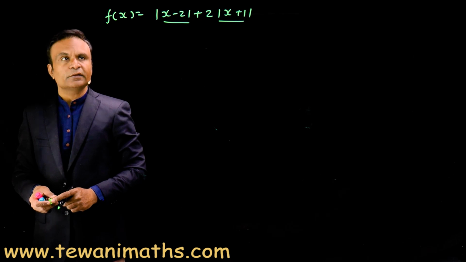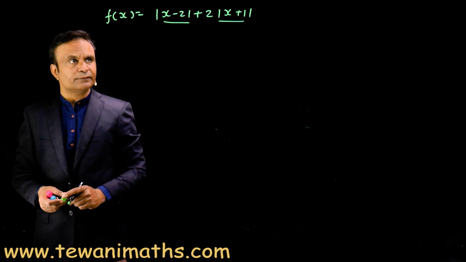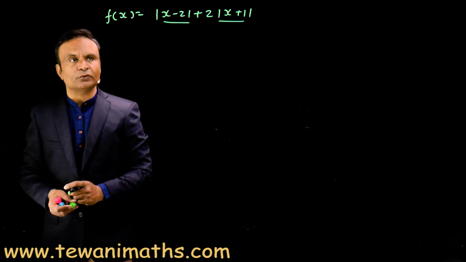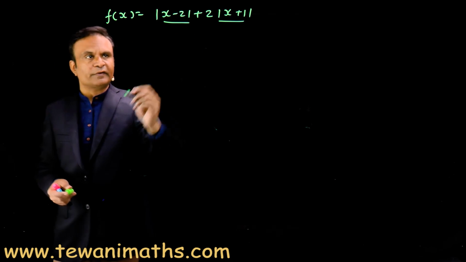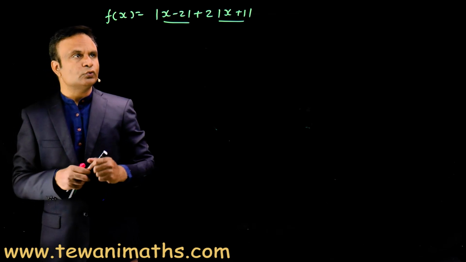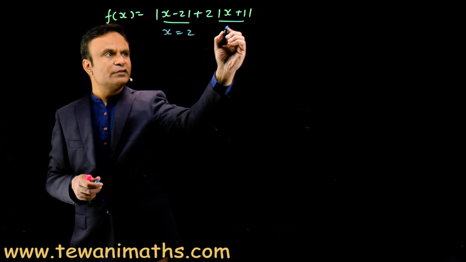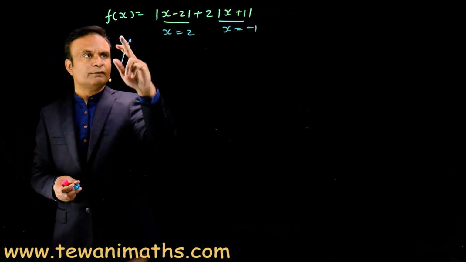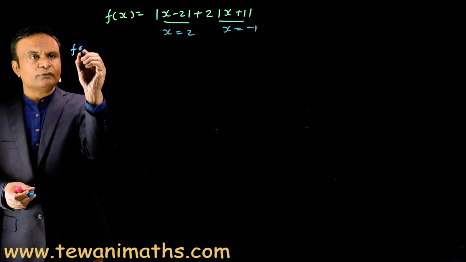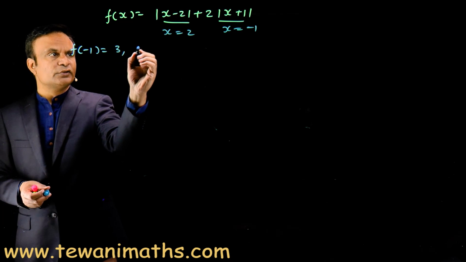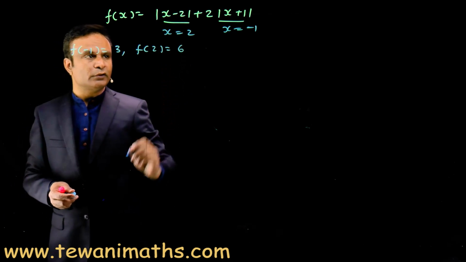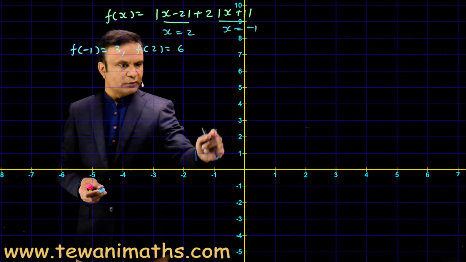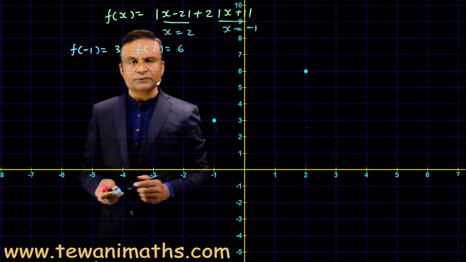Now in the shortcut method, we find the value of function f(x) at values of x where each of these two expressions is 0. This expression is 0 when x is equal to 2 and this expression is 0 when x is equal to minus 1. So first we find the values of the function at these 2 points. f of minus 1 is equal to 3 and f of 2 is equal to 6. So we mark 2 points on the coordinate plane: minus 1 comma 3 and 2 comma 6.